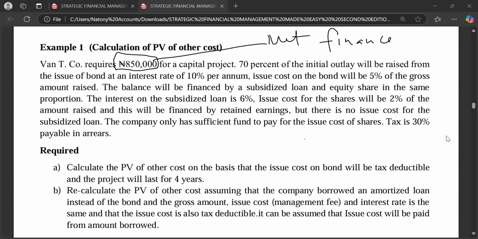For a capital project, 70% of the outlay will be financed from the issue of bond. So the interest rate there for the bond is 10%. So this 10% is the normal rate that the company can borrow. Issue cost on the bond is 5%. So there's an issue cost for this bond. 5% off, look at the word here, off the gross finance. So that means we are saying the issue cost will be what? 5/99 times whatever the company raised through bond. Okay.